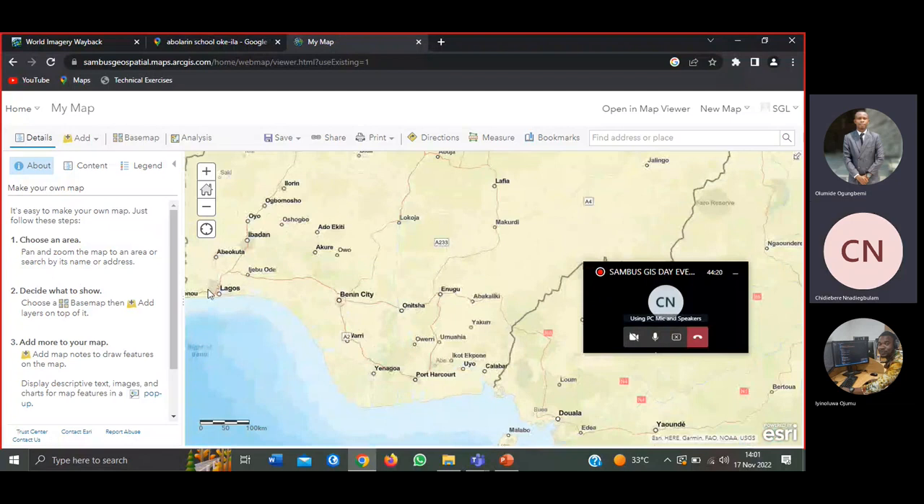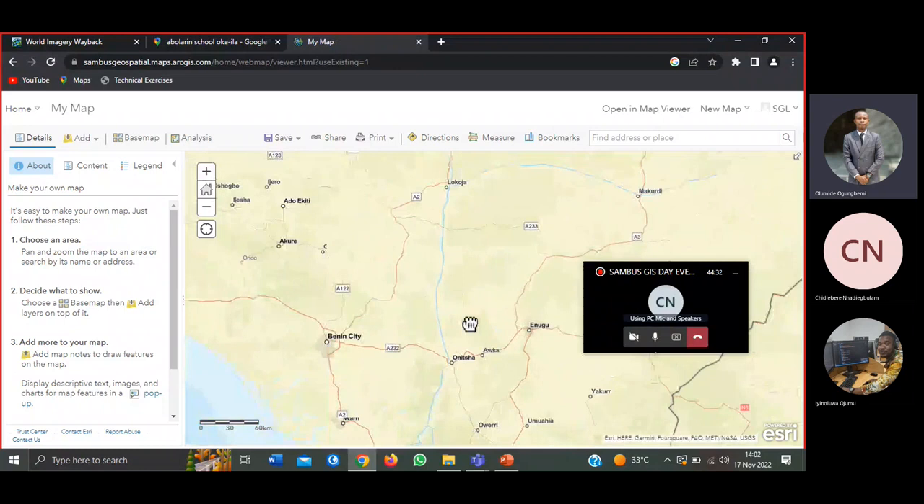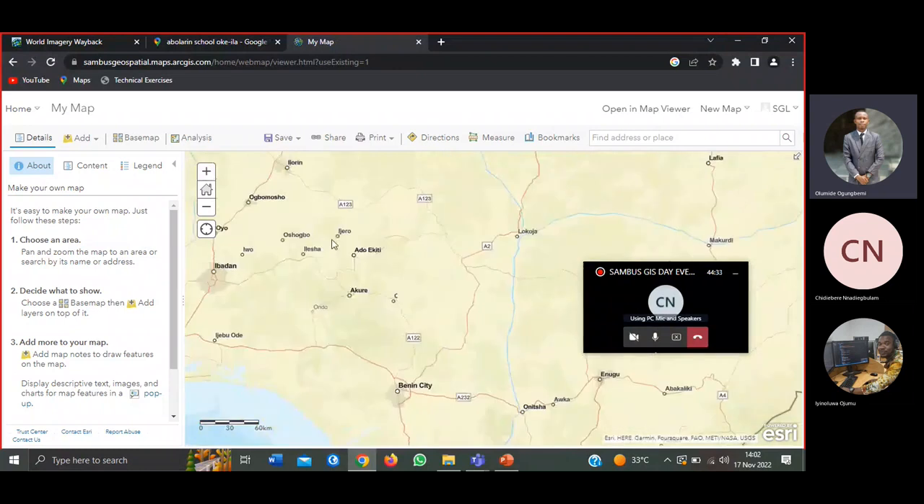This is the road, you can see from Lagos to Ibadan, Oyo State, Ogbomosho, then Ilorin, then Oke Ila should be around here. So this is for road. This is a base map for road.